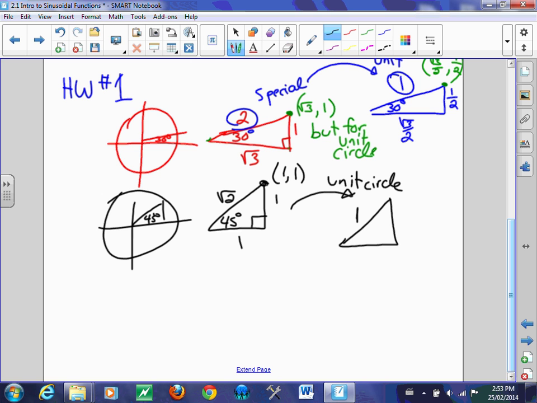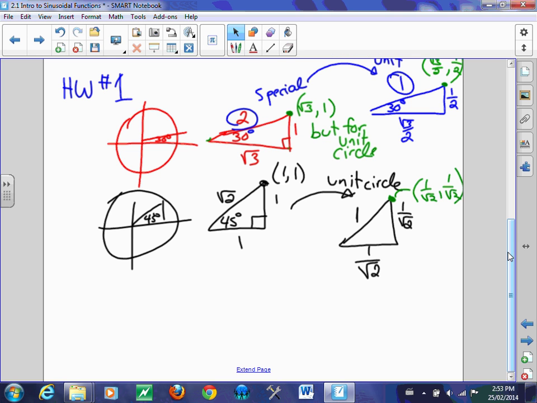So how did we do that? We divided it by root 2. So what does that mean? That means that both my sides also have to be divided by root 2. So to finish off with this one, to get this point, ladies and gentlemen, this point has been pushed over 1 over root 2 and pushed up 1 over root 2. So that's how you get those points. So that's number 1 for tonight's homework. I just thought I'd tie that in.